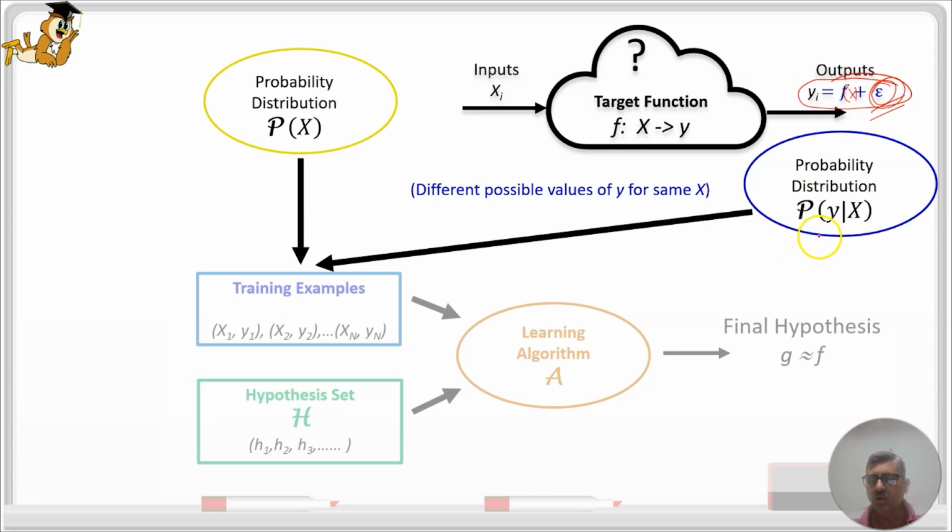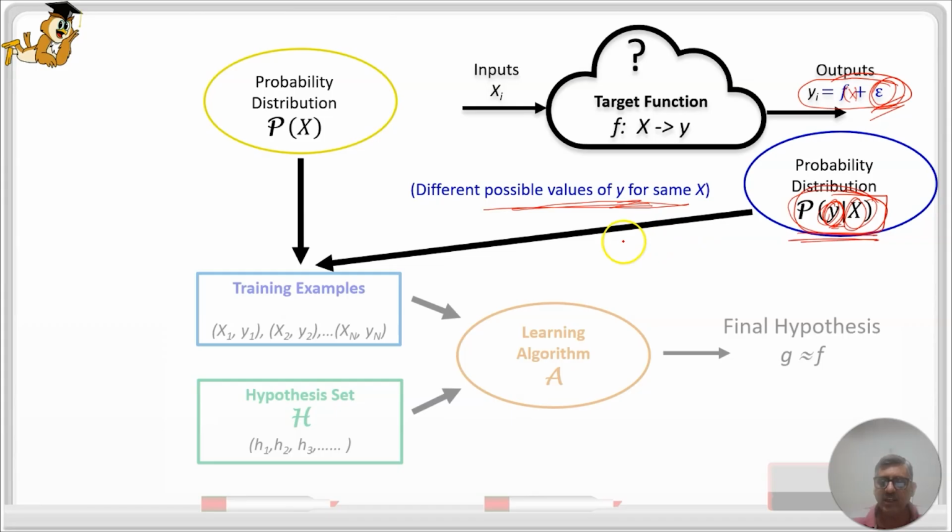Because epsilon is a random variable, you now do not have a deterministic relationship between y and x, but you now have a probability of y given x. Understand this. Every time you are given the same x, because of the random noise, you could have different values of y. So there are different possible values of y for the same x, and depending upon the distribution of this noise, you would have a probability distribution of y given x. The probability of getting some y given the same x.